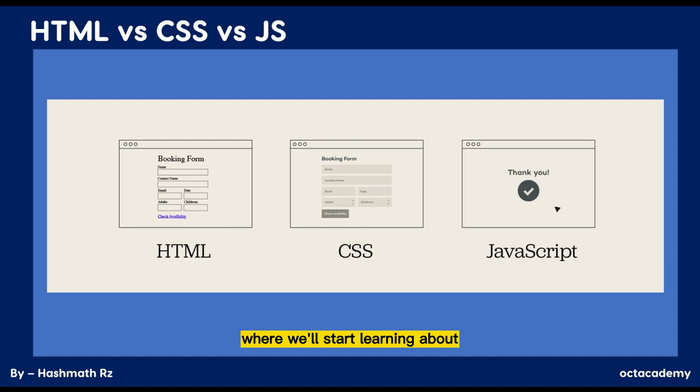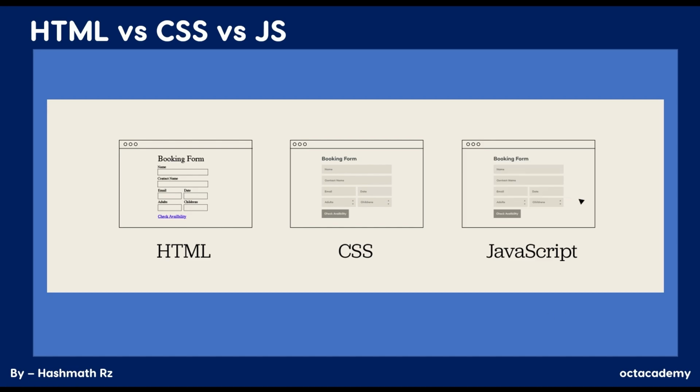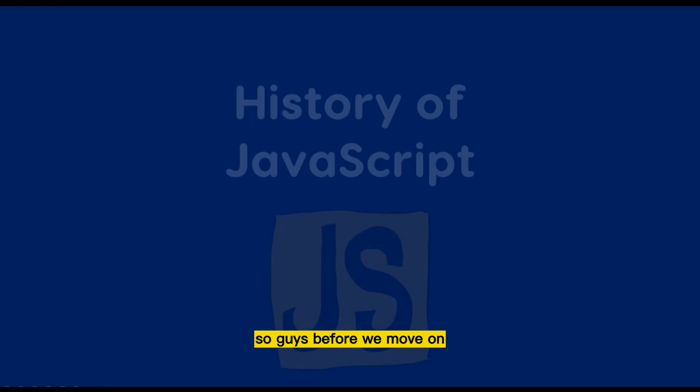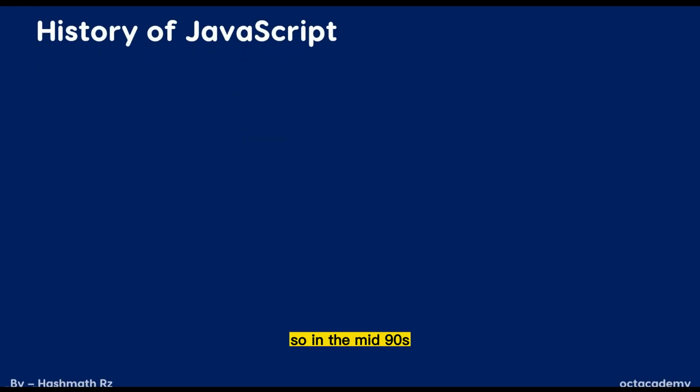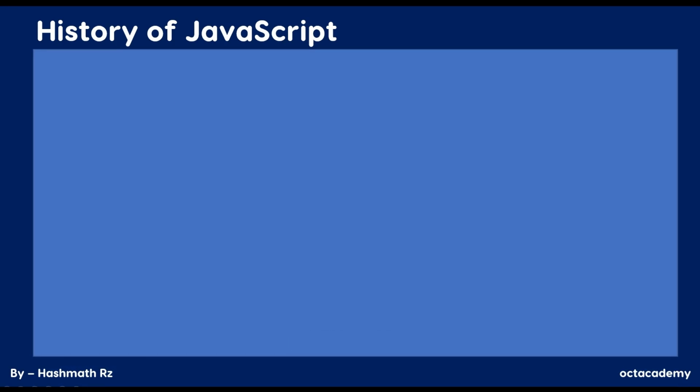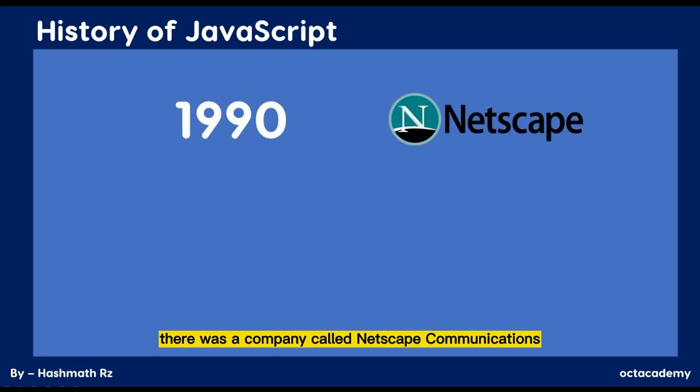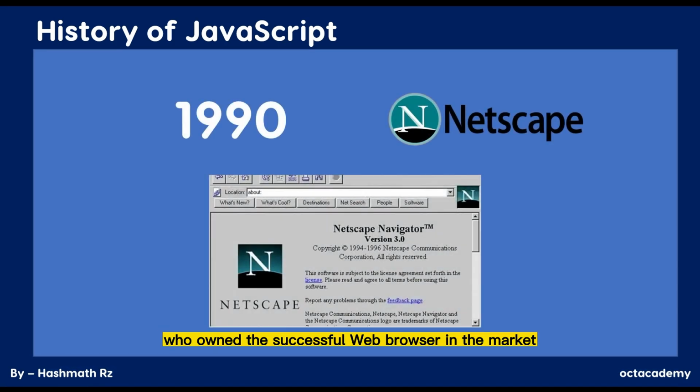We'll start learning about basic JavaScript syntax and data types. So guys, before we move on, let's talk a little bit about the history of JavaScript. So in the mid-90s, there was a company called Netscape Communications who owned a successful web browser in the market. It was called Netscape Navigator. So this was one of the most popular web browsers of its time.